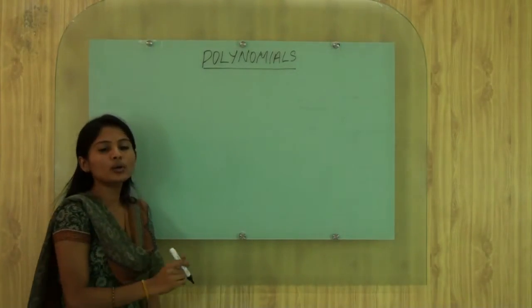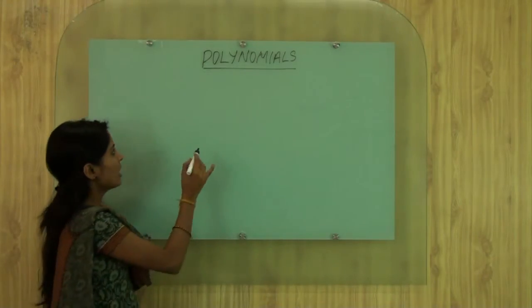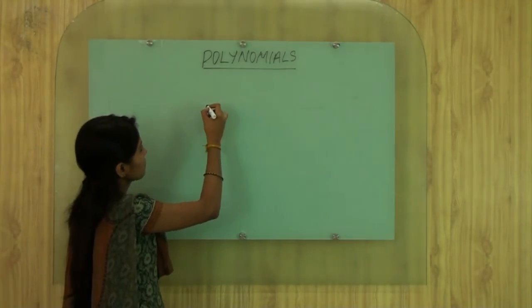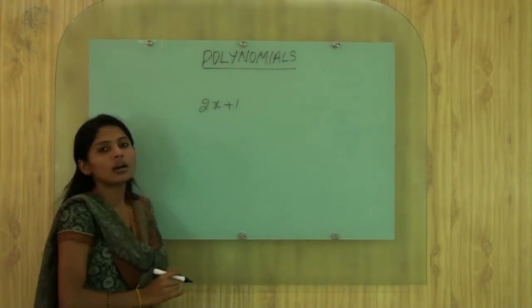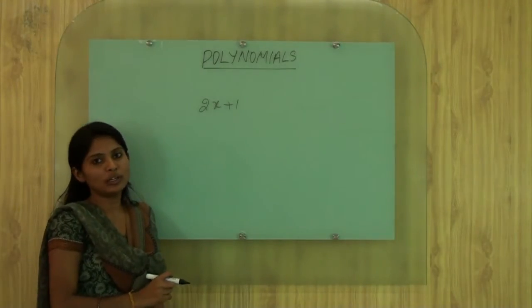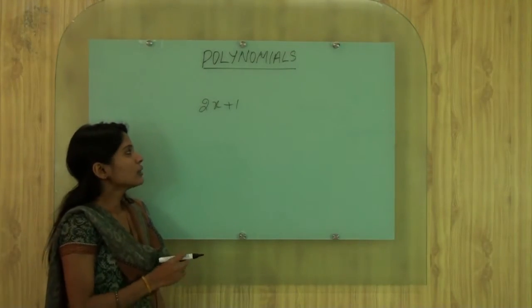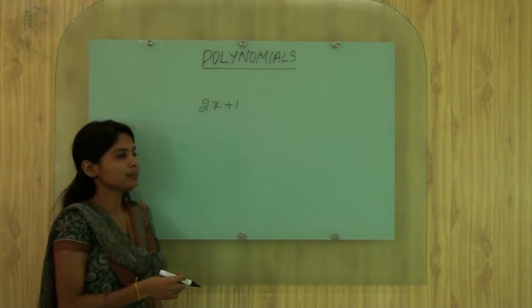Let's find out how to calculate the zero of a polynomial. Suppose they give you an expression 2x plus 1. They'll ask you to find the zero of the polynomial. You can use the trial and error method.